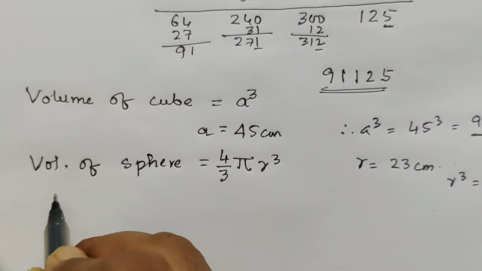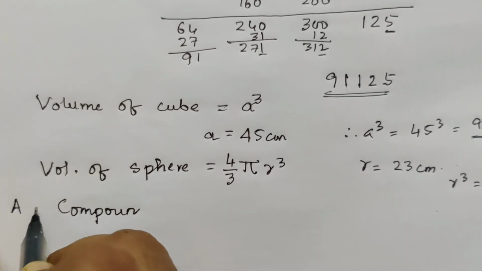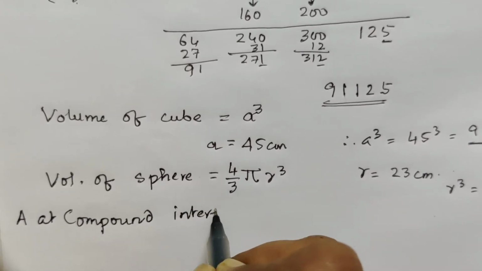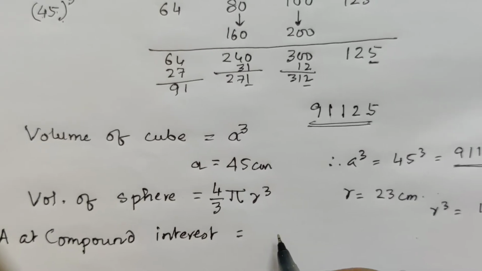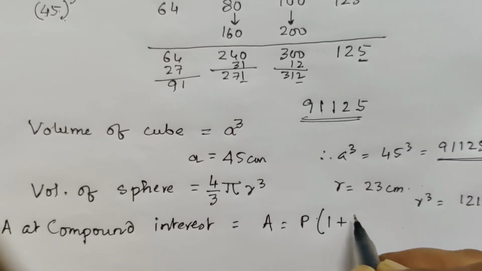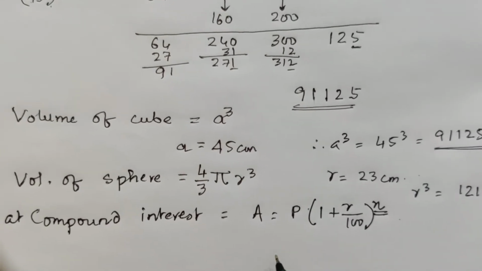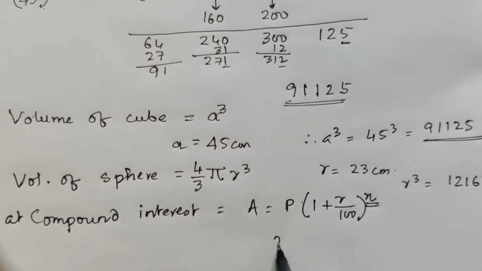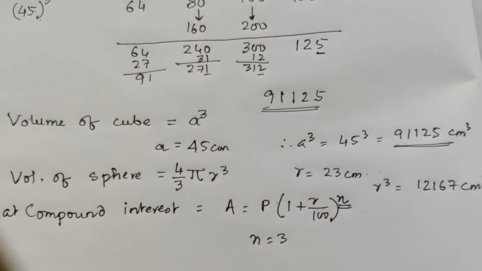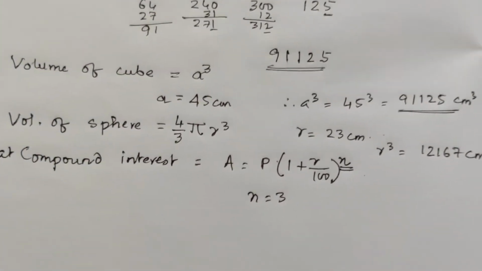Also in case of compound interest, the amount at compound interest is A is equal to P into 1 plus R by 100 to the power n. N means number of years. So here n can be a cube, 3. If n is equal to 3, then you have to use the cube again, isn't it? So this is the way of writing cubes, utilizing cubes in your daily life.